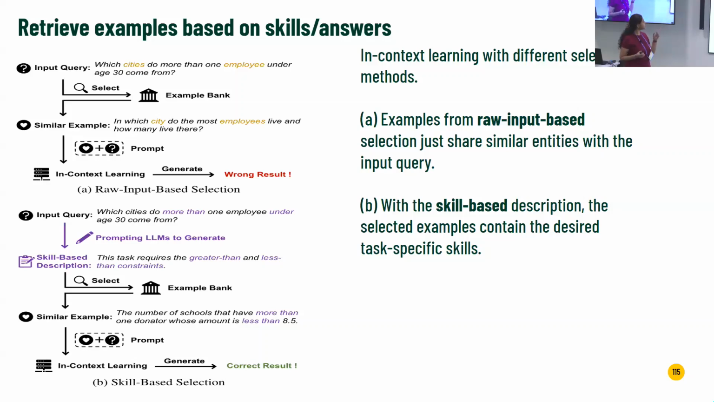So the skills that we require for the input query are, we first have to select employees under the age of 30, and then select cities that have more than one. So there are a couple of tasks in place, like a greater than and less than operation that needs to be done, which cannot be understood from the semantics themselves, which is why we refer to the skill-based description.